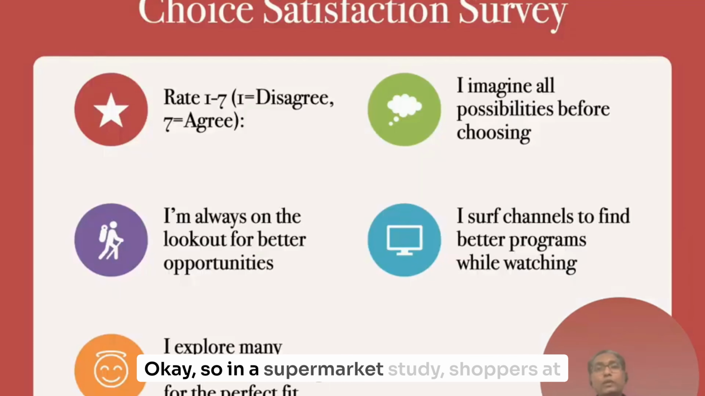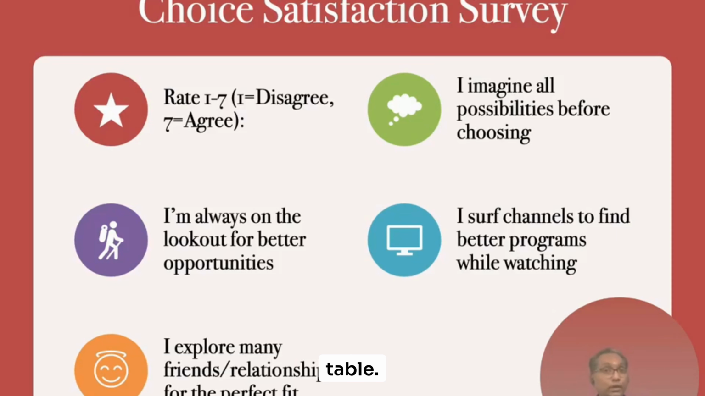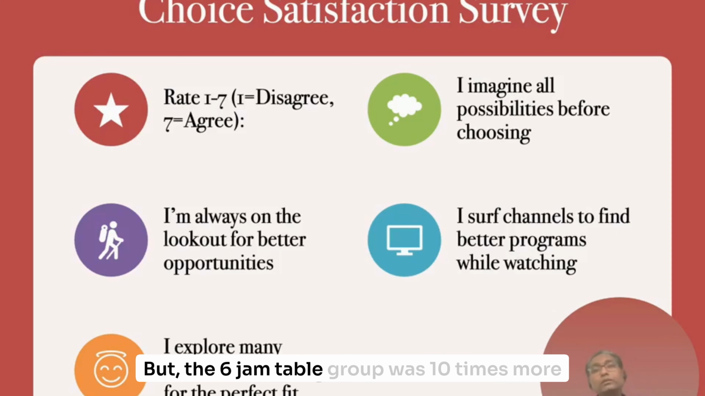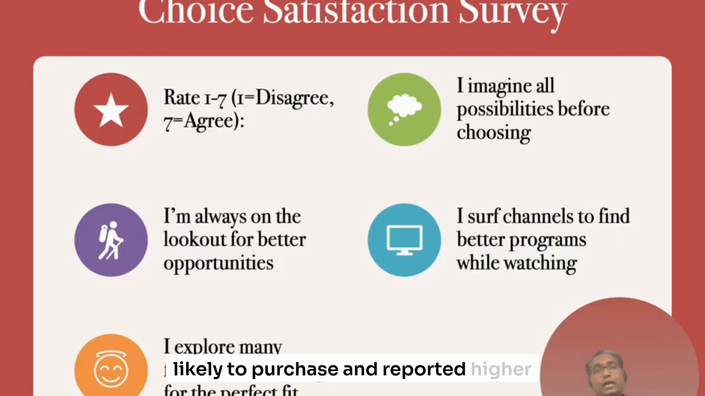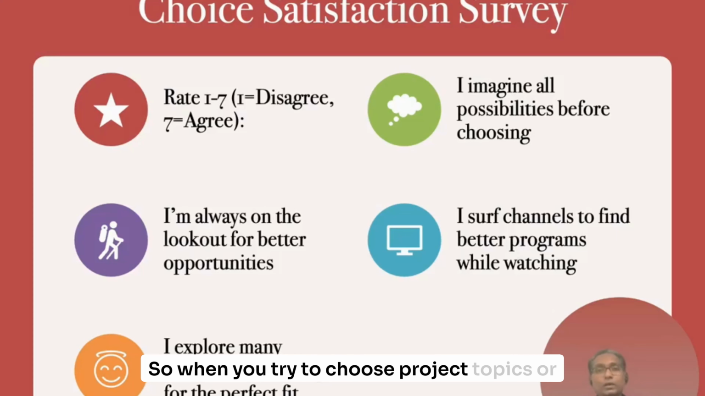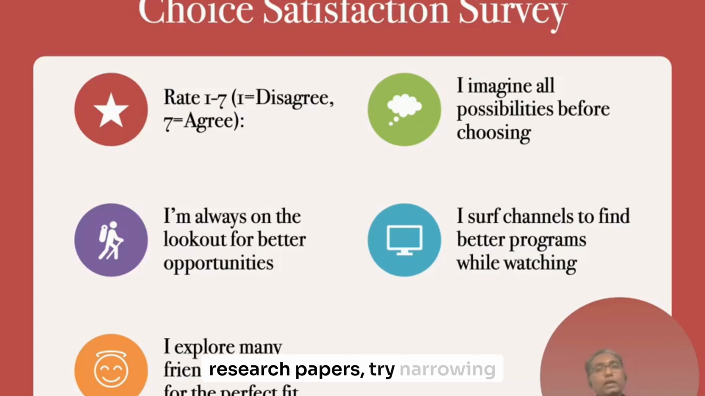Okay, so in a supermarket study, shoppers at a table displaying 24 jams were found to be more likely to stop than those at a 6 jam table. But the 6 jam table group was 10 times more likely to purchase and reported higher satisfaction afterwards. So when you try to choose project topics or research papers, try narrowing your options to the top 3. This will reduce decision fatigue.